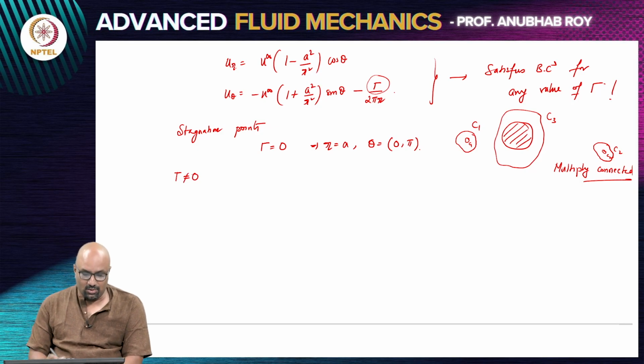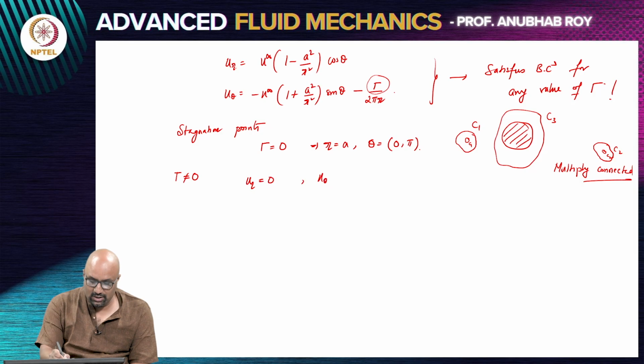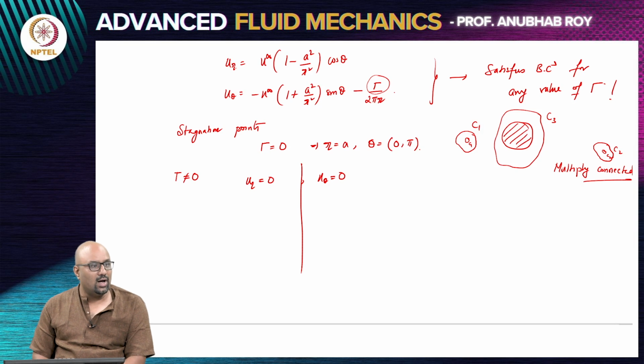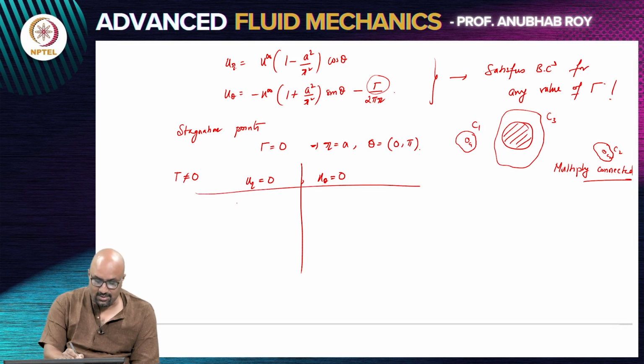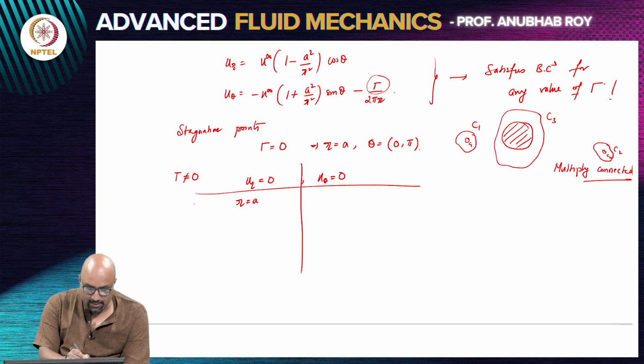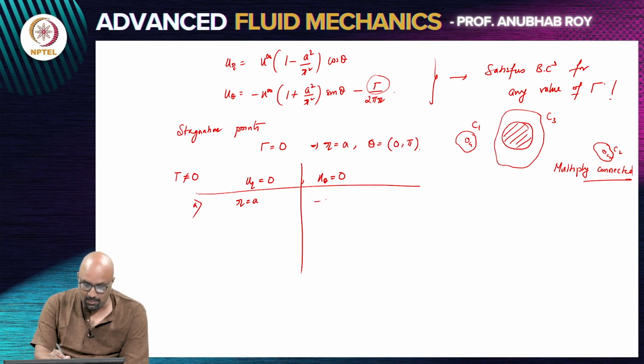So, if gamma was not 0, obviously we go back to the fact that UR should be 0 and U theta should also be 0. Now, when could UR be 0? UR can be 0 when R is equal to A, right. So, when R is equal to A, so I will label this as case A, when R is equal to A, then U theta would be minus U infinity 2 sin theta minus gamma by 2 pi A.